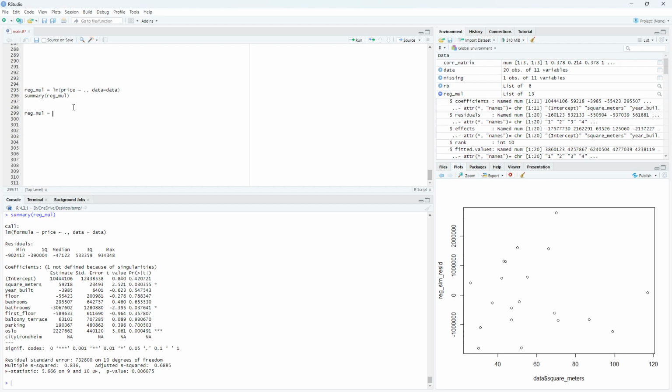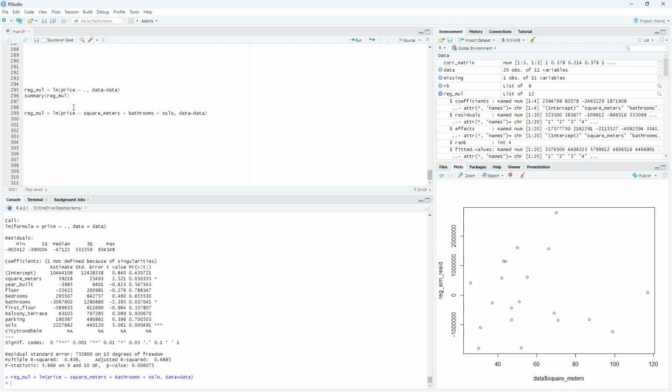So here we can estimate price, and it's dependent on square meters plus, let's see, bathrooms plus Oslo. And the data is still our true and trusted data frame. We can look at the regression.